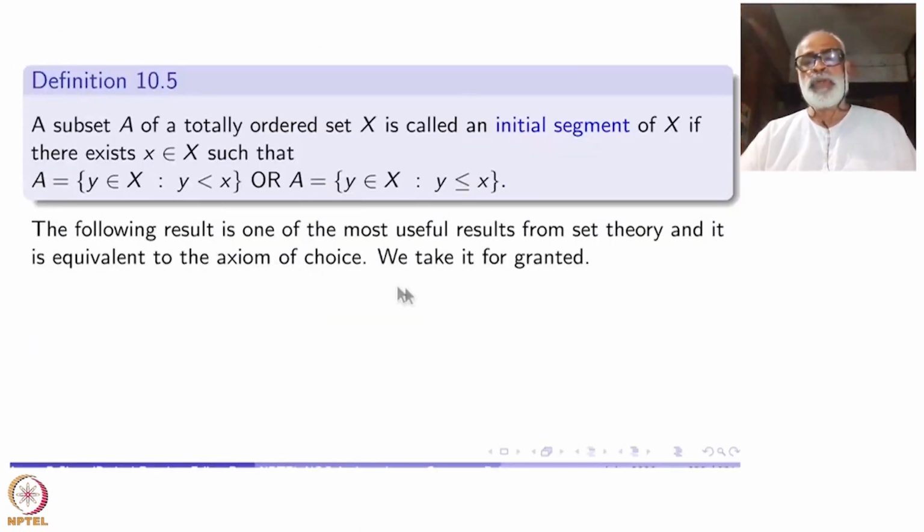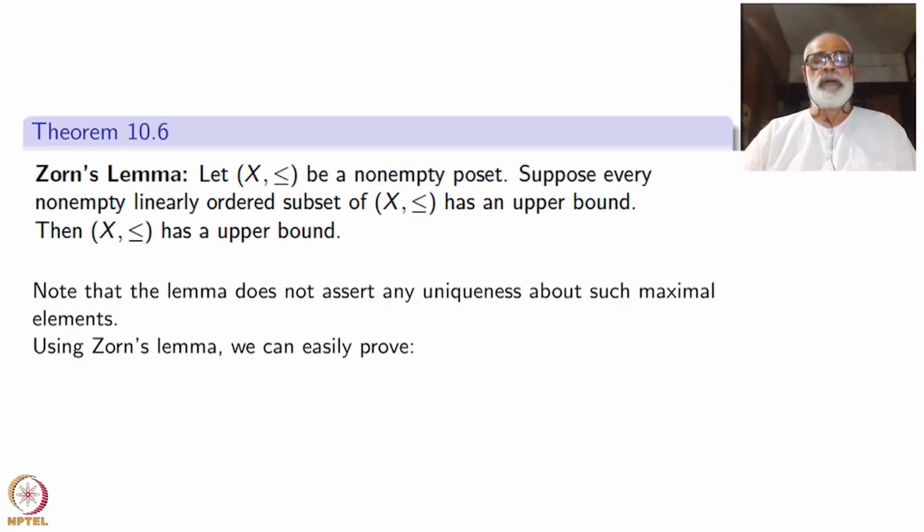The following result is one of the most useful results from set theory, and it is equivalent to the axiom of choice. We take it for granted. What is this? Zorn's lemma. Zorn's lemma states the following. Take any non-empty partially ordered set X. Suppose every linearly ordered subset has an upper bound. Then X has a maximal element. What does a linearly ordered subset of X mean? You take a subset with the restricted order, and that must be linearly ordered. If every such linearly ordered subset has an upper bound, then X has a maximal element.